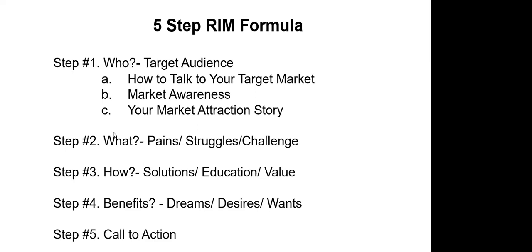Step 1 was your market attraction story. So you are going to put your own together, and we'll talk about that. Step 2 is what? That's our pains, our struggles, and our challenges. Step 3 is how: solutions, education, value. Step 4, benefits, our dreams, desires, wants. And step 5 is call to action. We're going to go through all of these tonight, and I think you're really going to understand each part of this better.